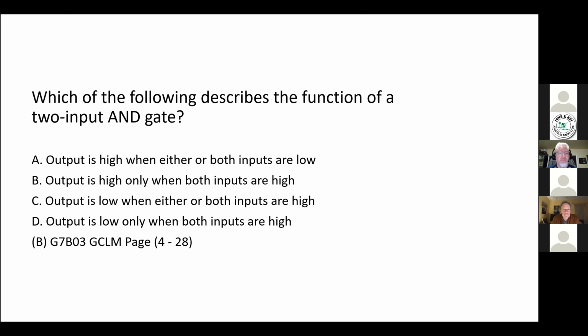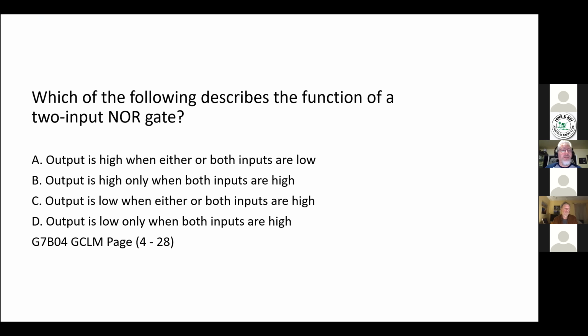Oh, muted. I hear some other. Yeah, I was on the wrong question. Okay. B is the correct answer on an AND. You get a high output when both inputs are high. That was the next question.